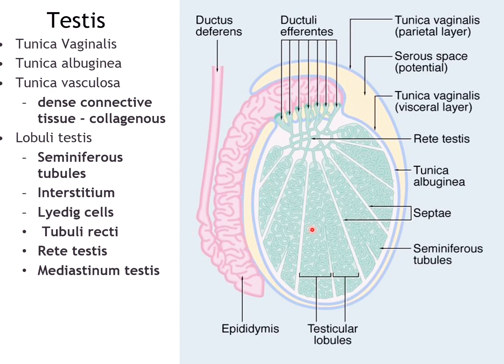In the lobules of the testes are the seminiferous tubules, and between the seminiferous tubules there is interstitial connective tissue containing cells called the Leydig cells. From the seminiferous tubules, the straight tubules or tubuli recti start, which transport the spermatozoa into the rete testis, which is present in the mediastinum testis. From the rete testis, the spermatozoa enter into the ductuli efferentes or efferent ductules, and then into the head of the epididymis.